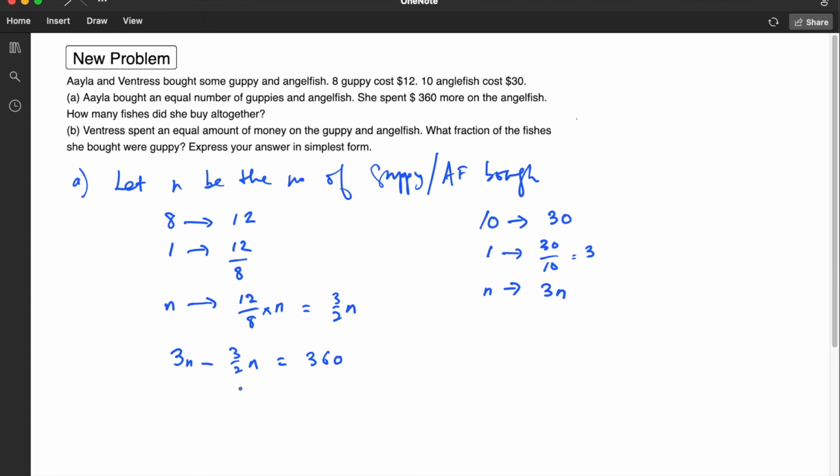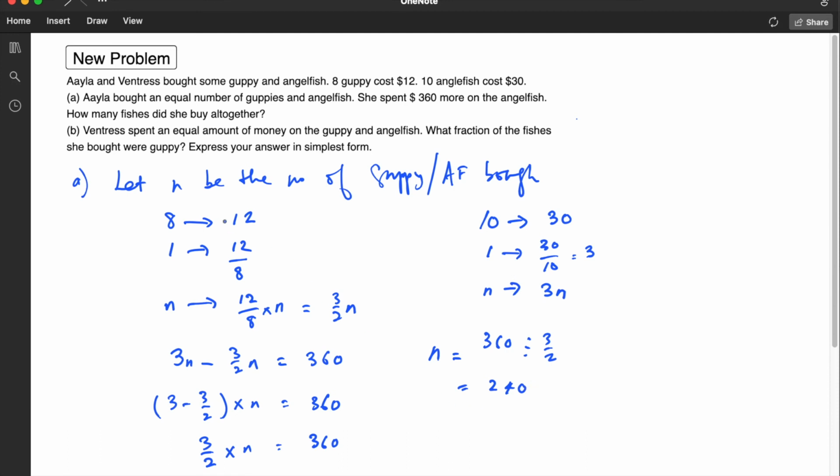So 3n minus 3 over 2 n is the same as 3 minus 3 over 2, multiplied by n. This is equal to 360. 3 minus 3 over 2 is actually 3 over 2. So 3 over 2 multiplied by n is equal to 360. Now we can find what n is. n is actually 360 divided by 3 over 2, which will give us 240.